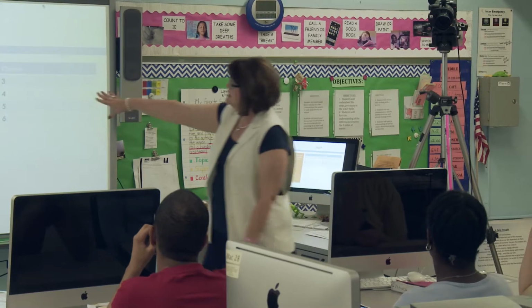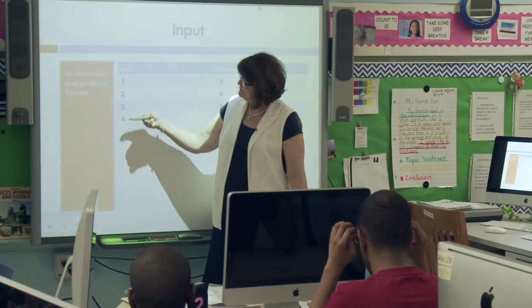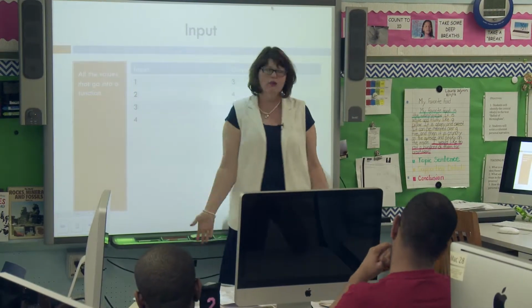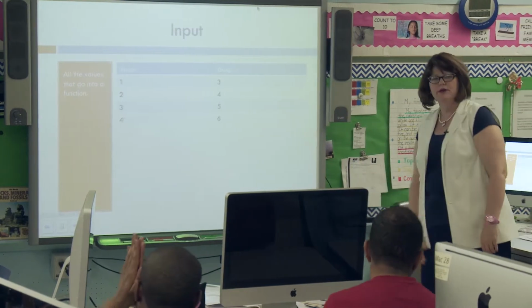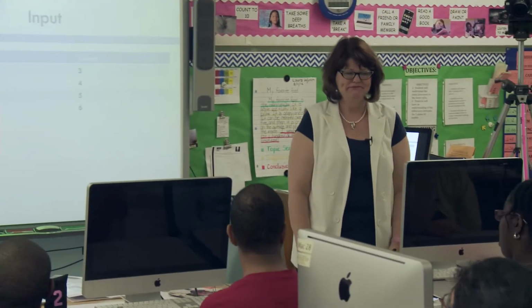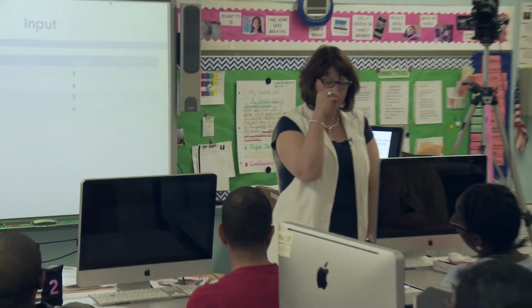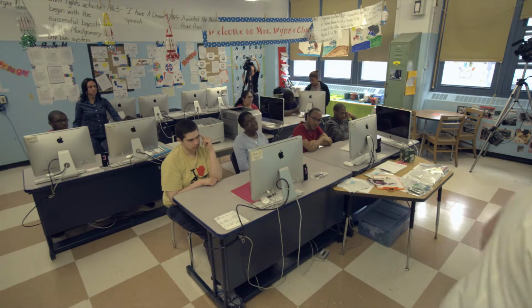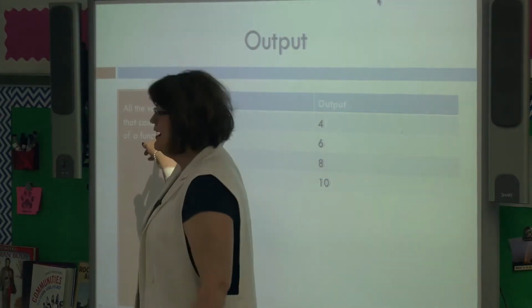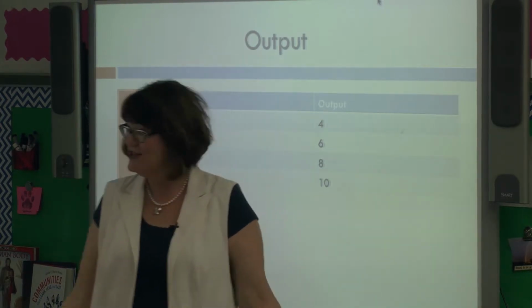All right, so here is an example of the input. All the values that go into the function are the input. So what do you think output is? If the input is everything that goes into a function, what do you think output is? It goes out of a function. Ooh, let's see, Avery. All the values that come out of a function. Good job. That's our output.